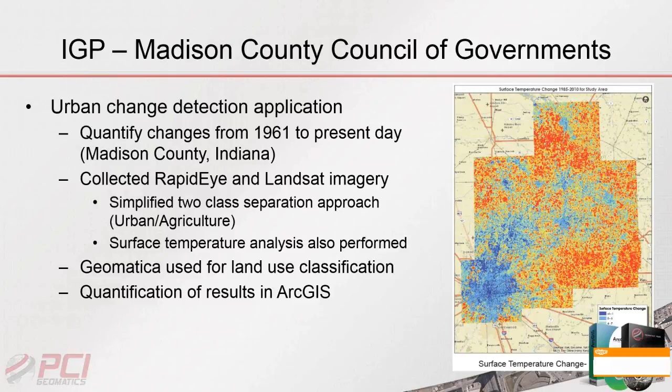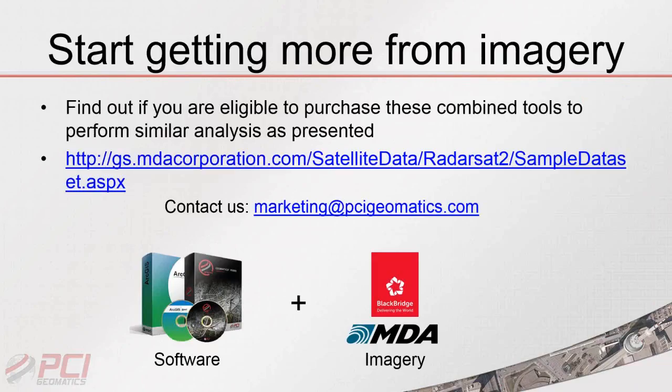So we want to encourage you to find out more if you are eligible to do something very similar. What we've been showing in this webinar as well as previous webinars is how ArcGIS and Geomatica can be used together with RADARSAT-2 imagery or RapidEye imagery to derive information, and how easy it is to do so. We do have some data sets available. MDA makes some sample data sets available on their website. We've put the link here, and I believe Jason will be sending you the link via the chat window as well, so you can click on it from there.